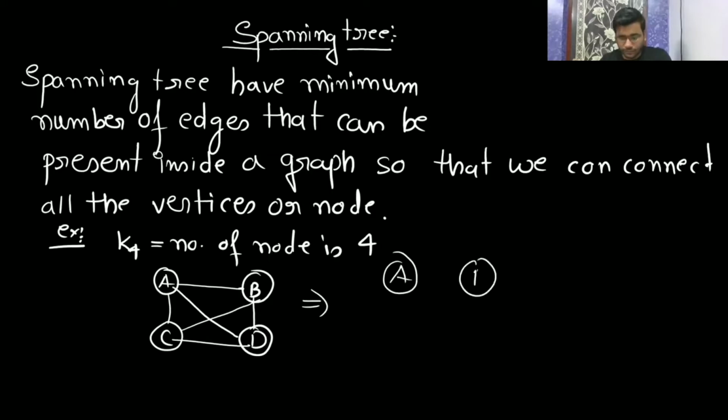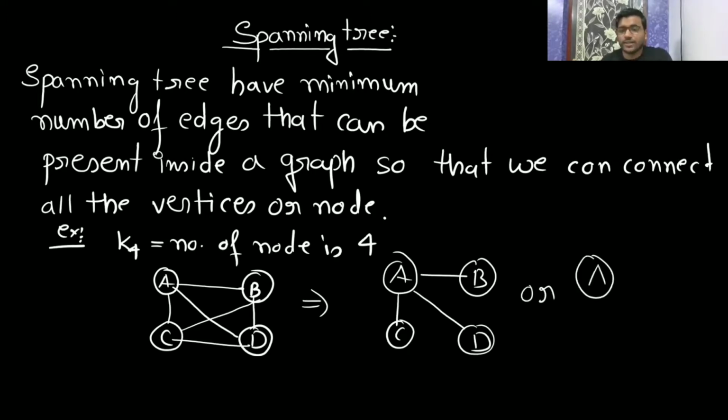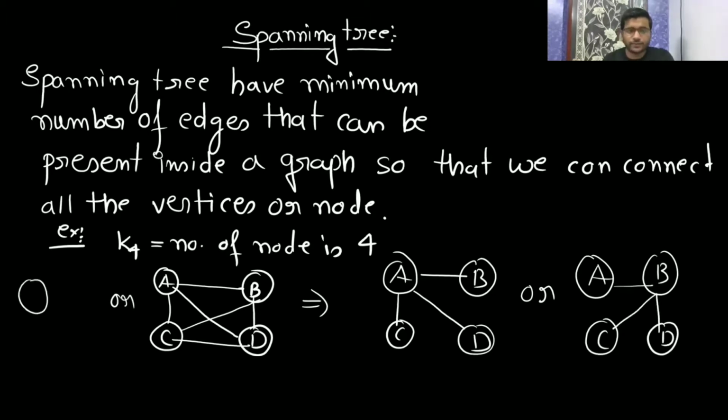A spanning tree is a tree with the minimum number of edges so that we can connect all the vertices. So one can do it like this. You are connecting all the vertices. From here you can go from here. We have seen it in this way or in this way. There are many ways. For a given graph, you can have many spanning trees.